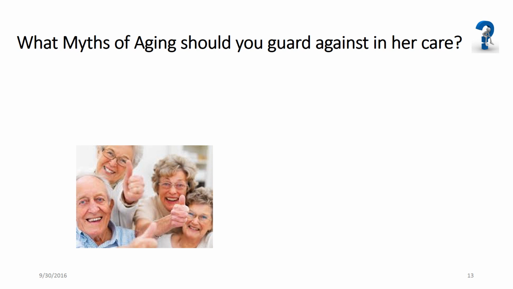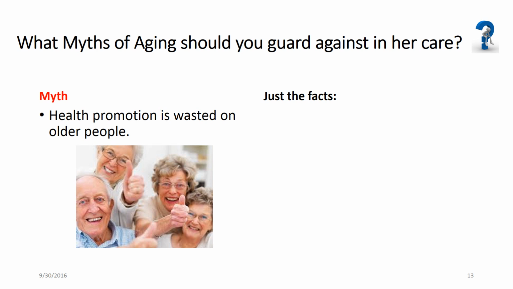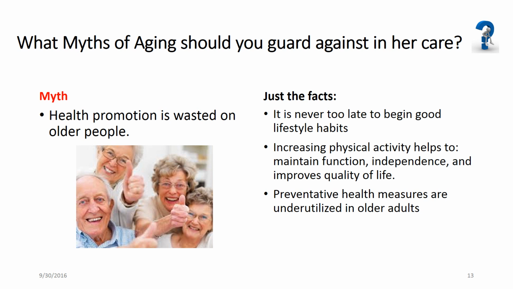So let's discuss some myths associated with aging. Myth: health promotion is wasted on older people. As seen with Mrs. Thompson, even at 83 years old, by changing to healthy lifestyle behaviors, she's improved her quality of life. She's active, walks multiple miles a day, and is managing her diabetes and weight. It's never too late to begin healthy lifestyle habits. Preventative health measures should be encouraged with the older adult, including immunizations, physical and mental activity, and advanced care planning.